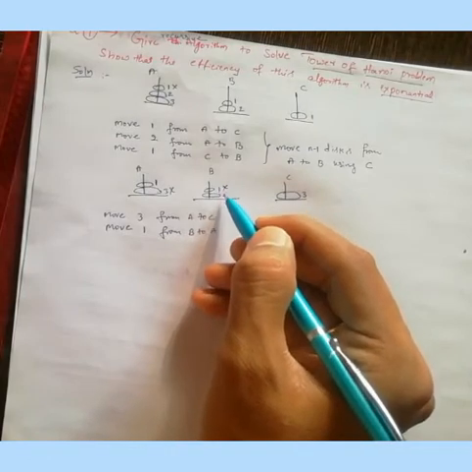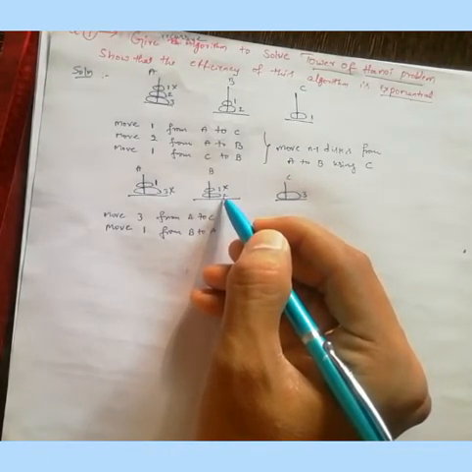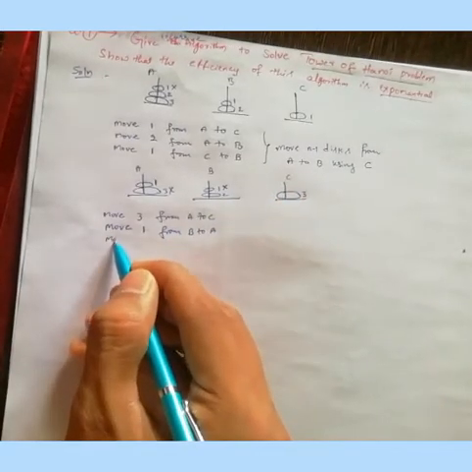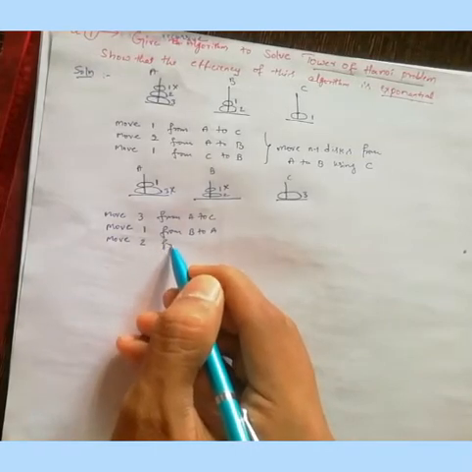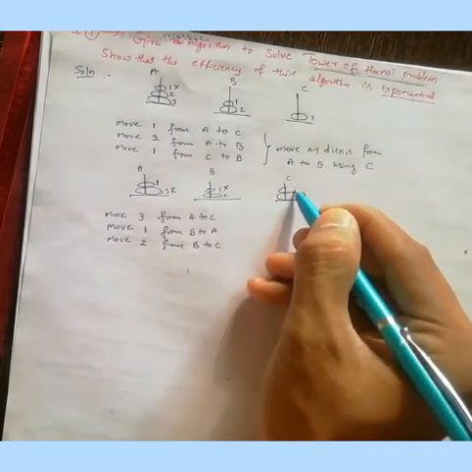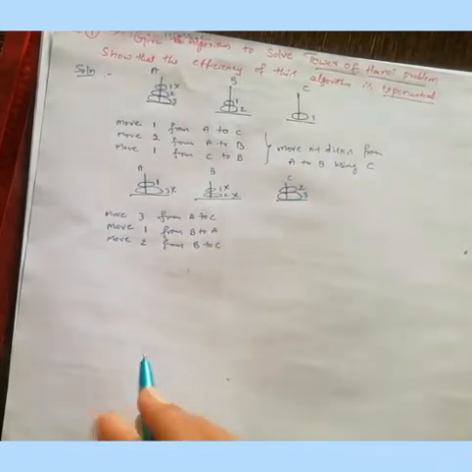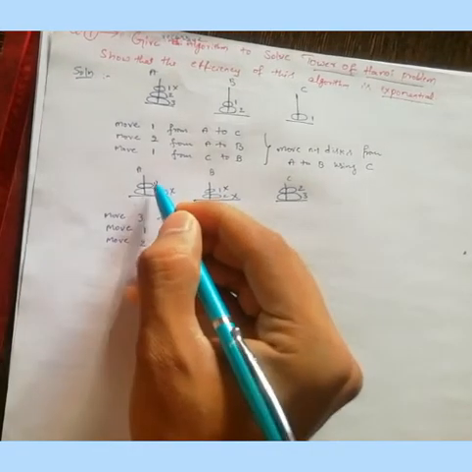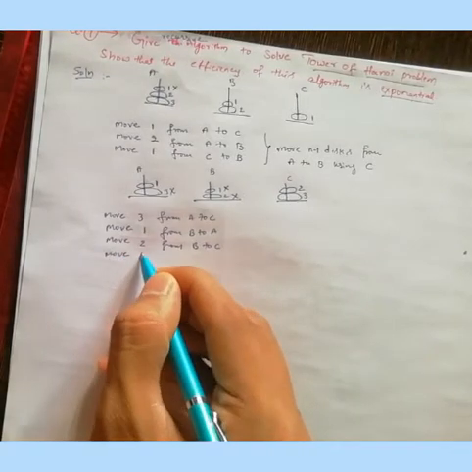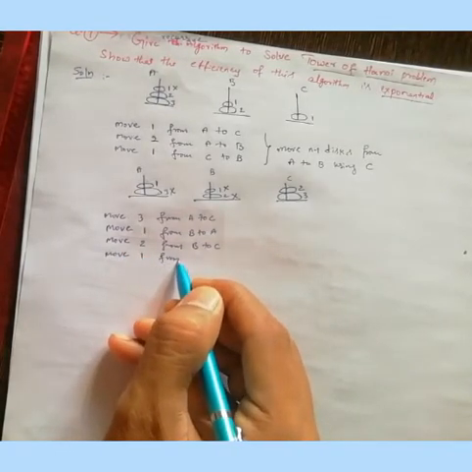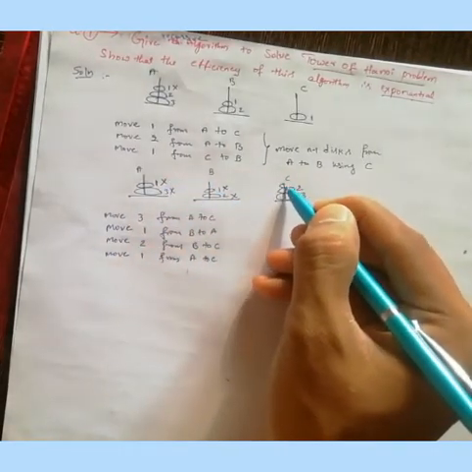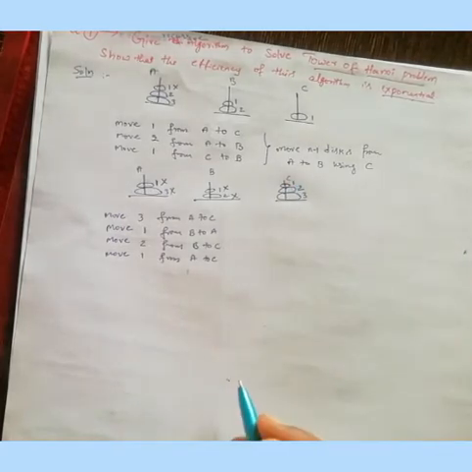If one is not there, how many disks are there here? The second disk. So I will move this second disk from B to C. Move disk 2 from B to C. Now the second disk will come here. Next, finally, the first disk moves from A to C. Move disk 1 from A to C. Now here it is not there, here it will be there, 1. Yes.